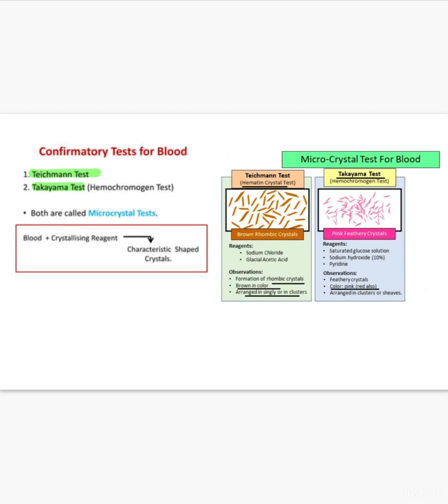So how can you remember this, guys? This is the mother thing. Girls like pink color, that is the pink colored crystal is your Takayama thing. The other one is the Teichmann thing. Men like white, black, brown, these colors, that is the brown colored crystal that is seen here in the Teichmann test. Again an important thing, both are microcrystal tests for testing blood. Again an important MCQ that you need to know.